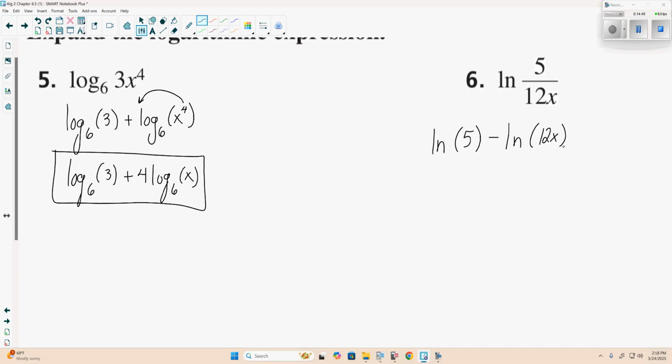Natural log of 5 this time, our first term, doesn't have a product. It's just a single term. So we just have natural log of 5. But the natural log of 12x we can rewrite as what? The natural log of 12 plus the natural log of x.